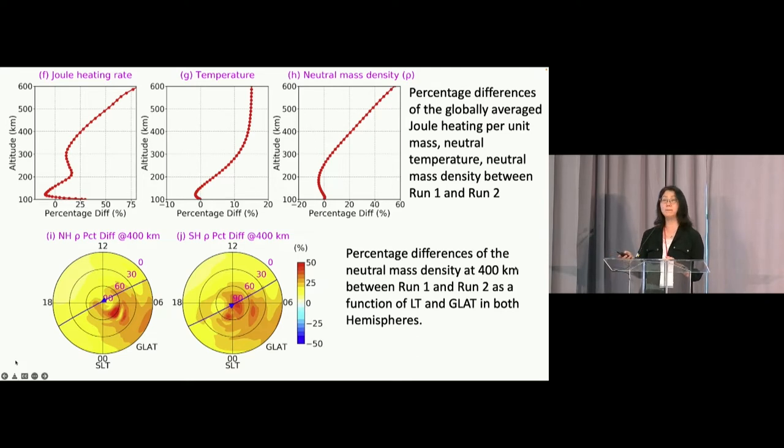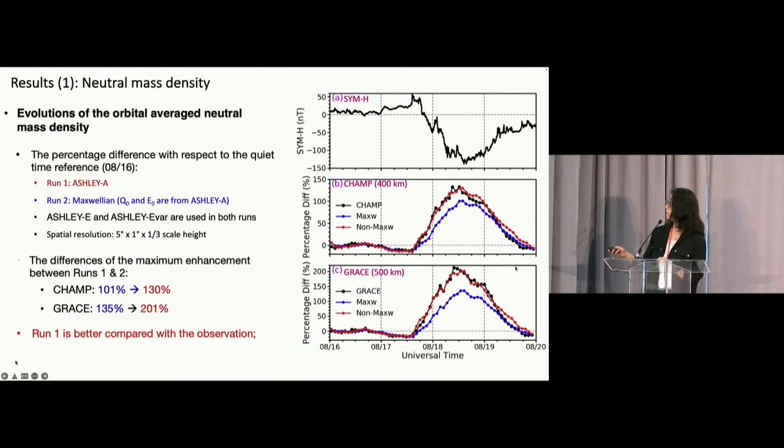The soft particles are mainly deposited in the high latitude region, like what I showed in the previous slide. However, the impact on the neutral density is not limited to the high latitude region at all, because the neutral convection and dynamics bring the enhancement everywhere. So you can see it extended to the mid-low latitude, even close to the equator, and it can cause a global enhancement of neutral density.